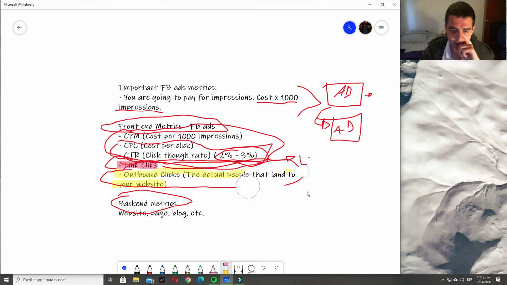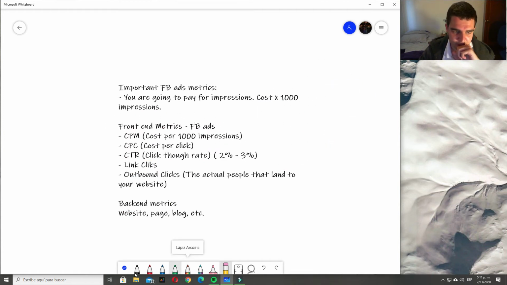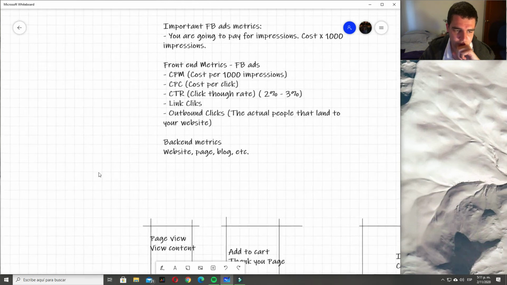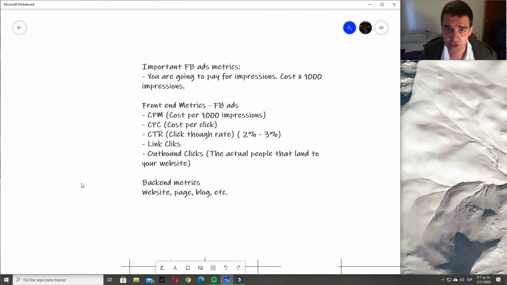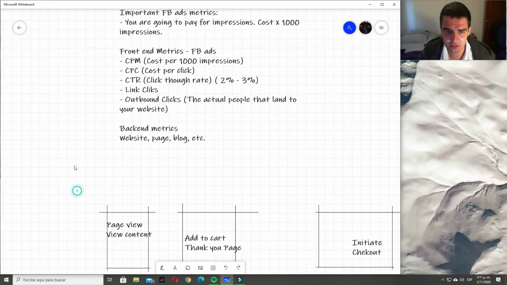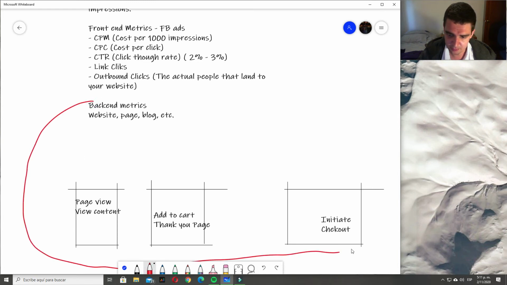Now the next thing is backend metrics. What are backend metrics? Backend metrics are those metrics that you also need to understand, but are not directly dependent on your Facebook ad. That means, for example, how are people engaging on your website? Are people reading it? Are people taking the action you want them to take? How much is this costing you? So let's go to an example. This is about backend metrics.